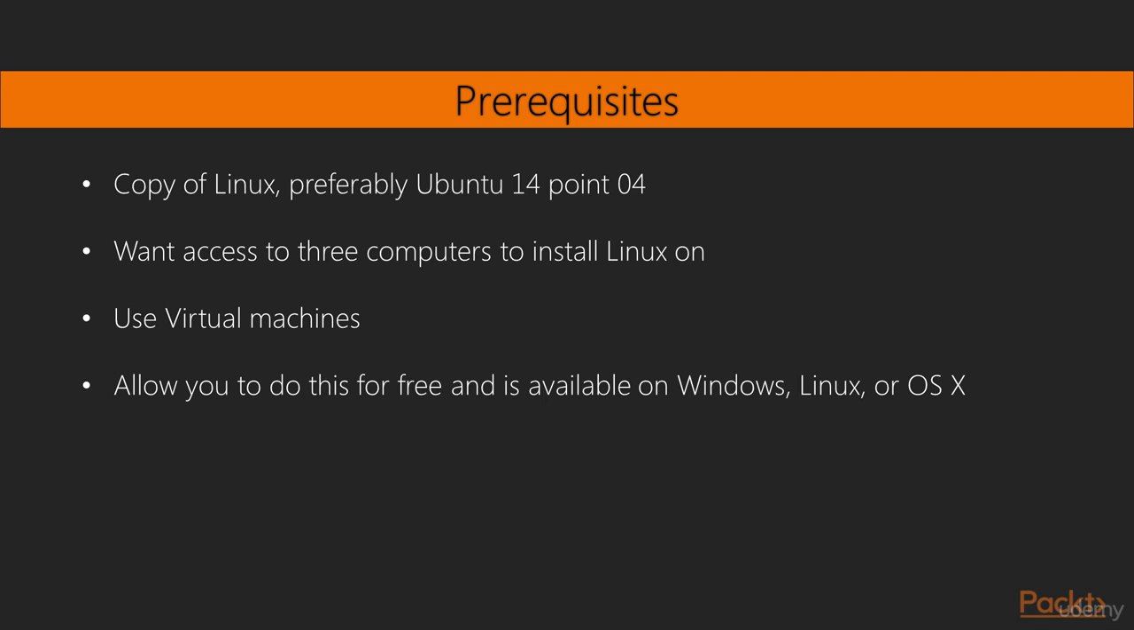For this video, you'll need a copy of Linux, preferably Ubuntu 14.04. You'll also want access to 3 computers to install Linux on. One of the servers will need to have 3 network cards built into it. For this purpose, I would strongly recommend using virtual machines. VirtualBox will allow you to do this for free and is available on Windows, Linux, or OS X. You may find that the commercial offerings from VMware, Parallels, or Microsoft may provide better performance.